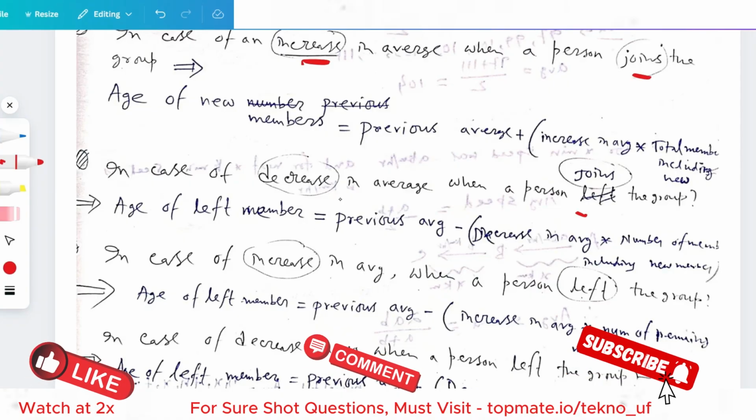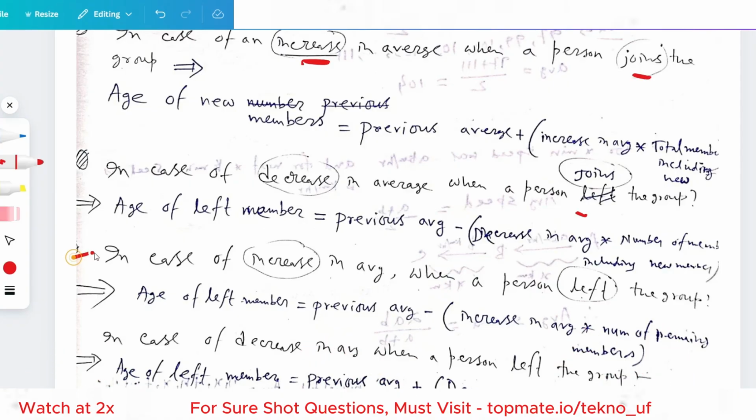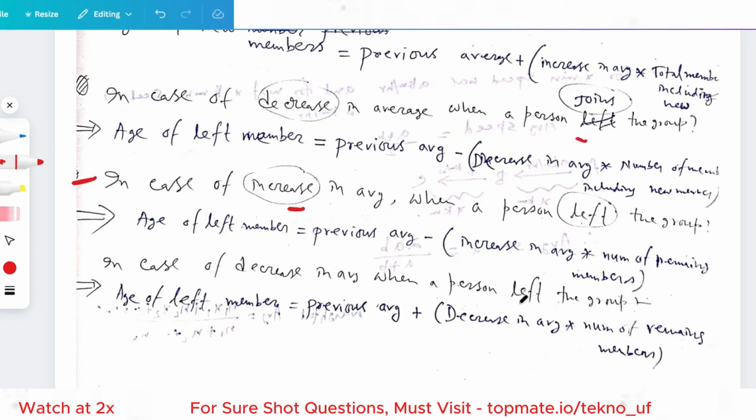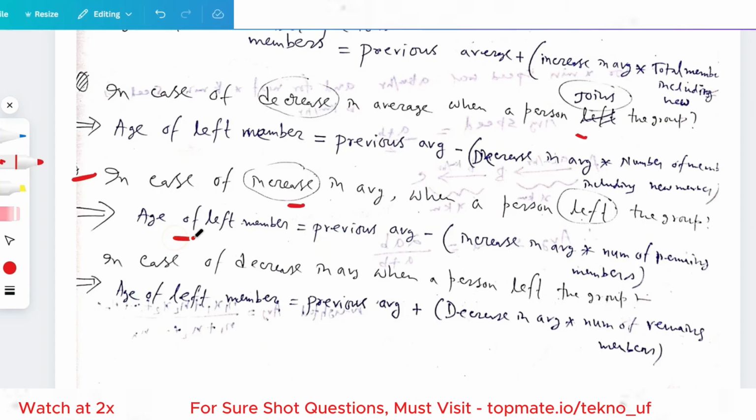So the next special case is this: in case of increase in average when a person leaves the group, the age of the left member is previous average minus increase in average into number of remaining members. Then in case of decrease in average when a person leaves the group, the age of the left member is equal to previous average plus decrease in average into number of remaining members.